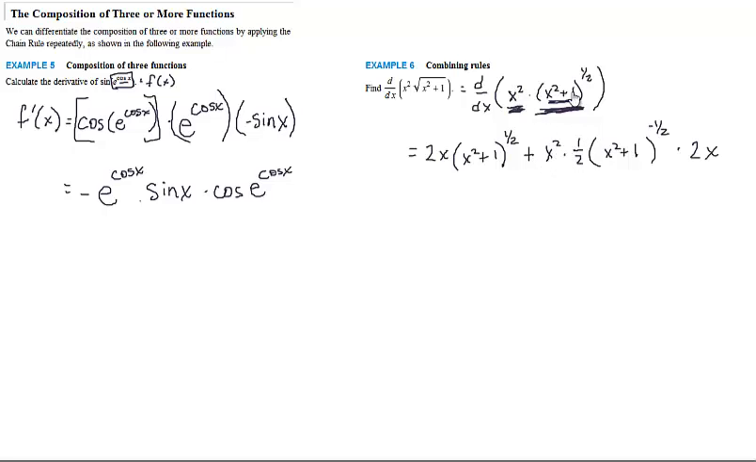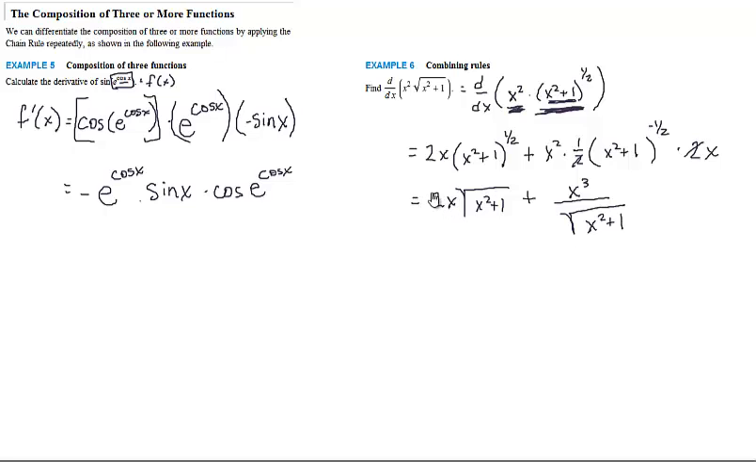Now I see what I have with this big old whopping mess. So I have 2x square root of x squared plus 1 plus, okay, let's see, I've got a little canceling. This 2 is going to cancel with that 2. So it looks like I'll have x cubed over square root of x squared plus 1.